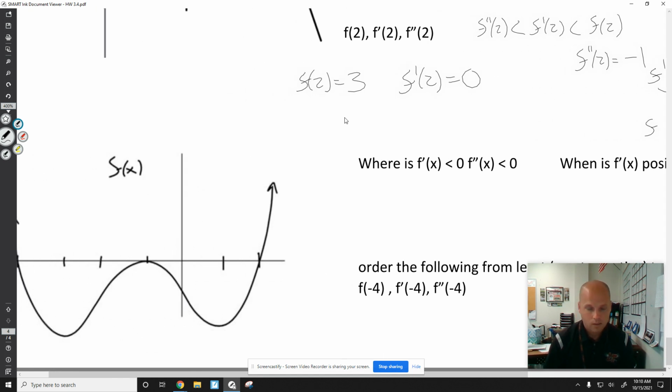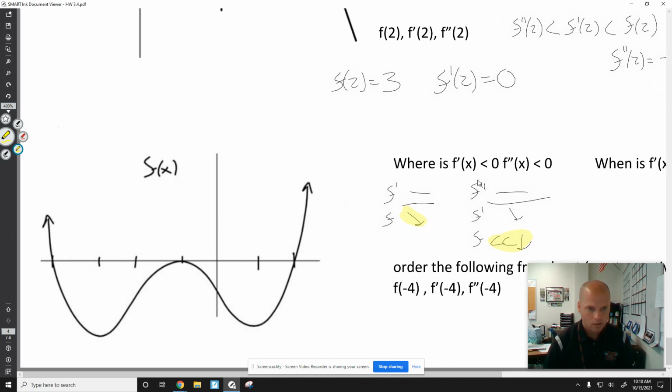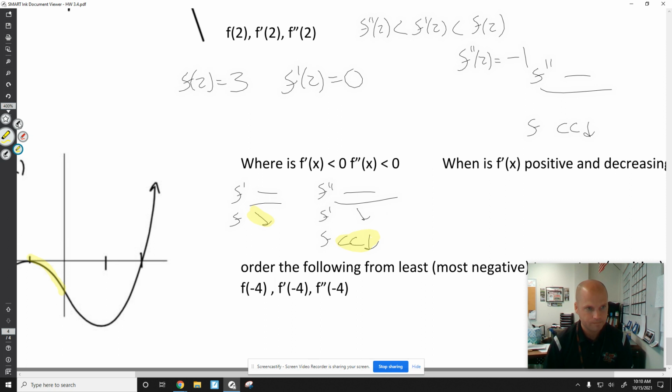All right. F prime is negative, so F's got to be going down. F double prime negative means F prime is decreasing, which means F is concave down. When is F going down and concave down? That's it. Here's going down, concave up. Here's going up, concave down, going down, concave down, going down, concave up, going up, concave up. So just from negative 1 to 0.